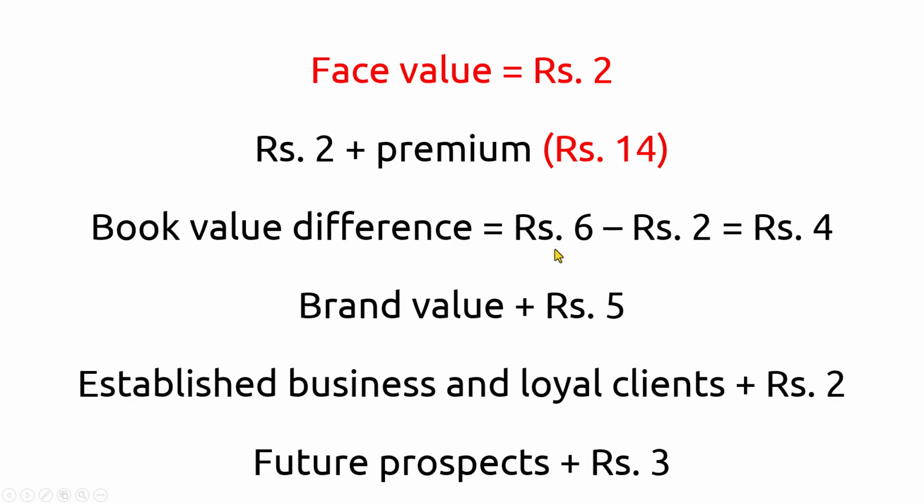So 6 rupees minus 2 rupees. What is 2 rupees? Face value. So 6 rupees minus 2 rupees is 4 rupees. So plus 4 rupees. Next is brand value. The company is already established. It has a brand name and the brand name has a value, and so add plus 5 rupees. So 4 plus 5 is 9 rupees.